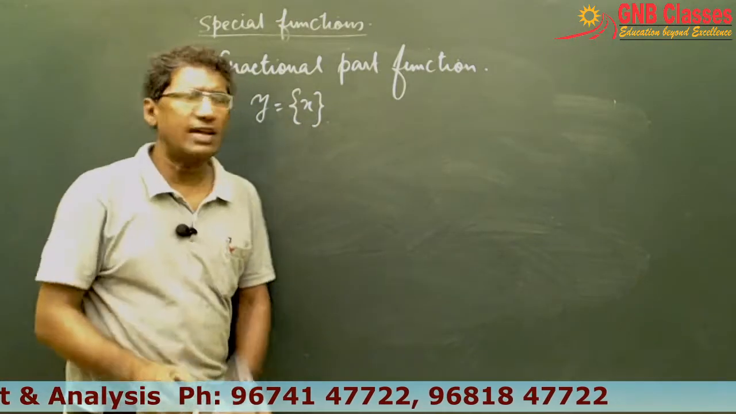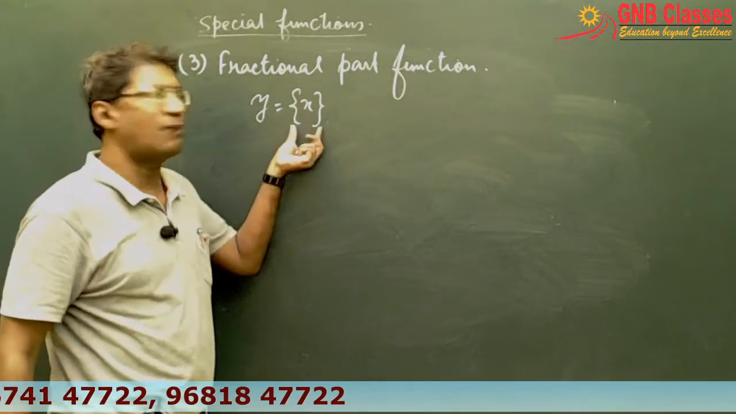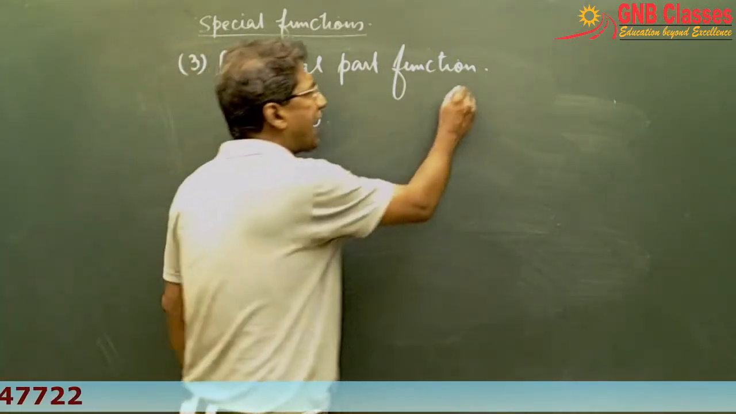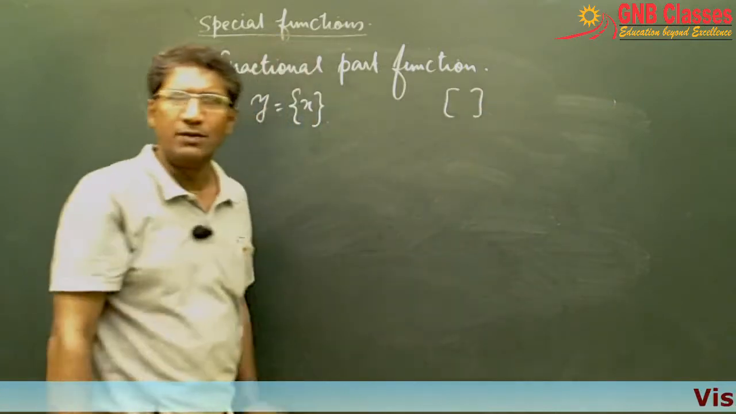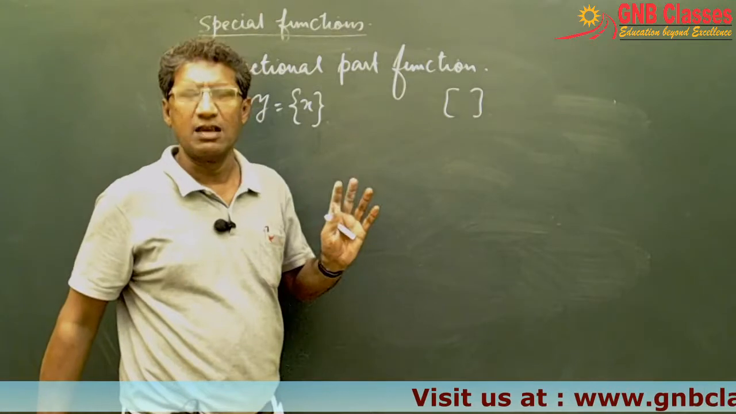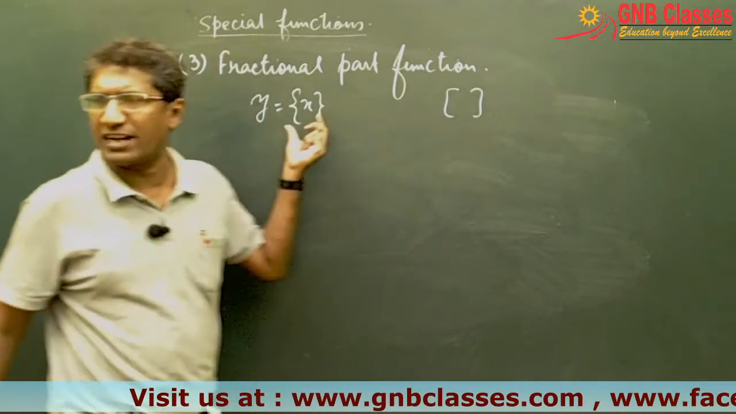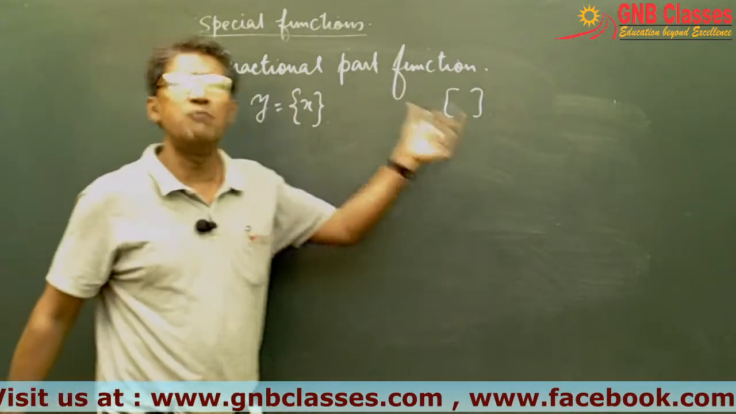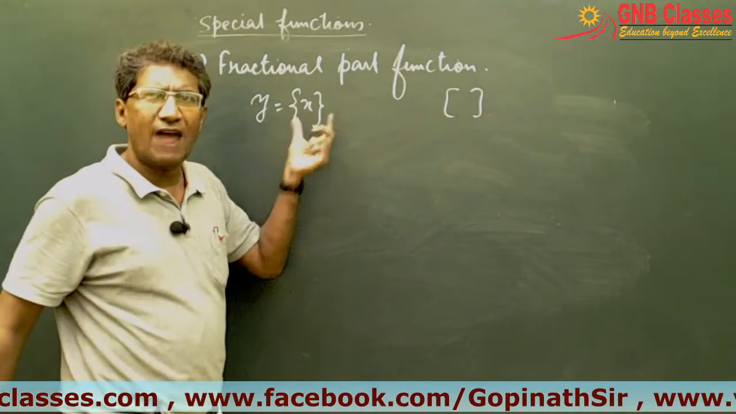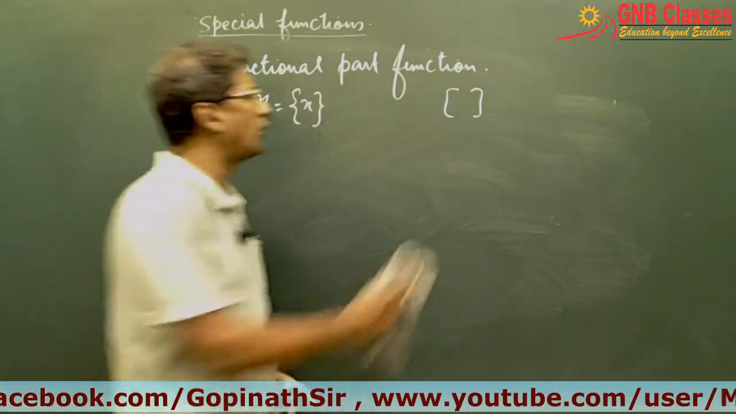Now let me just tell you one thing. In the problem, if they don't mention that this bracket is your fractional part function or this bracket is your greatest integer function, then you treat those brackets as your normal brackets. Because generally whenever they give you the greatest integer function or the fractional part function, they will always mention that this is the greatest integer function and this is the fractional part function. Otherwise treat this thing as a normal bracket. Very important point to be noted.